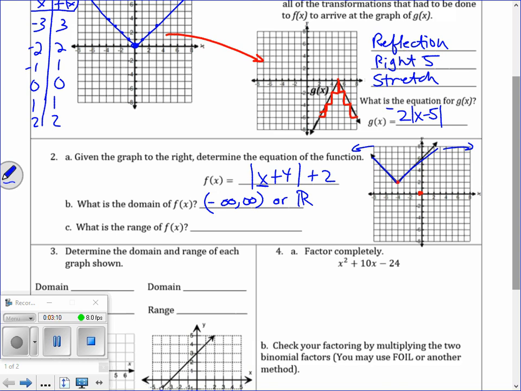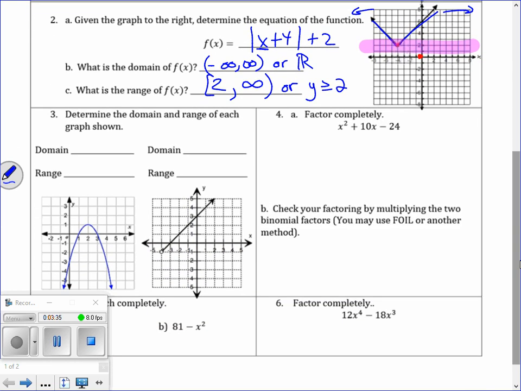What's the range? If you look at this graph, it never goes below 2 right there. So this graph goes 2 up. It starts at 2, bracket, comma, to infinity. Or you might like to say the y values are greater than or equal to 2. You could say it like this if you like, but I think interval notation is easier. All right, so the domain and range of each of these pictures down below.